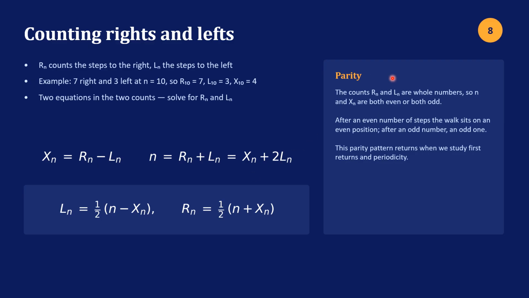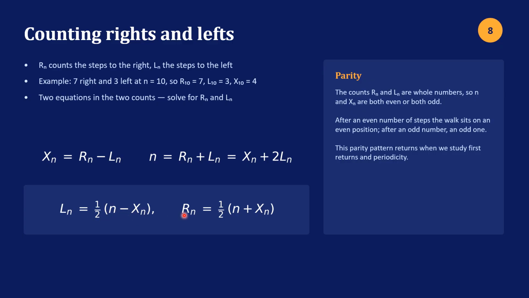Okay, so then we have something called parity. The counts R sub n and L sub n are whole numbers. That's obvious. They're just the number of steps. And so n and x sub n are both even or both odd. And that's because of these two equations here.